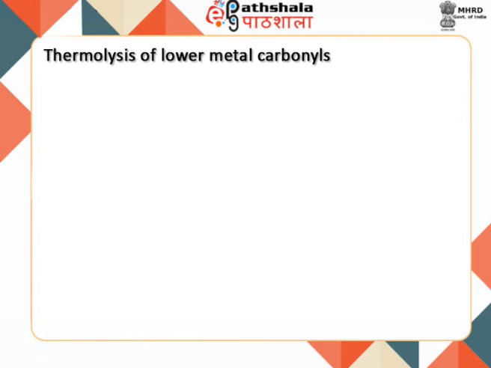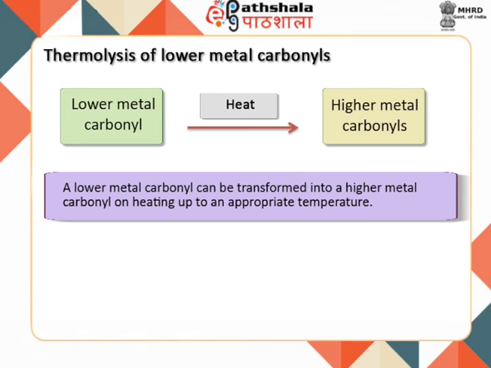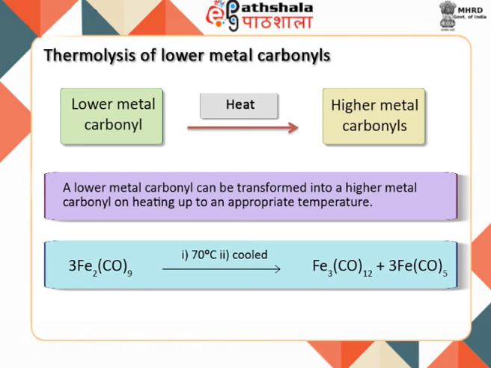We are going to study the next method, that is thermolysis of metal carbonyls. In this method, lower metal carbonyl is converted to higher metal carbonyl by simply heating to an appropriate temperature. For example, the diiron nonacarbonyl can be converted to the corresponding triiron complex by heating it at 70 degrees Celsius followed by cooling.